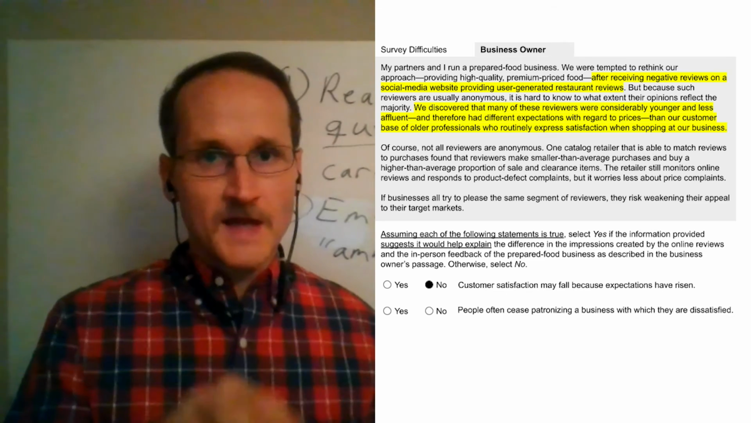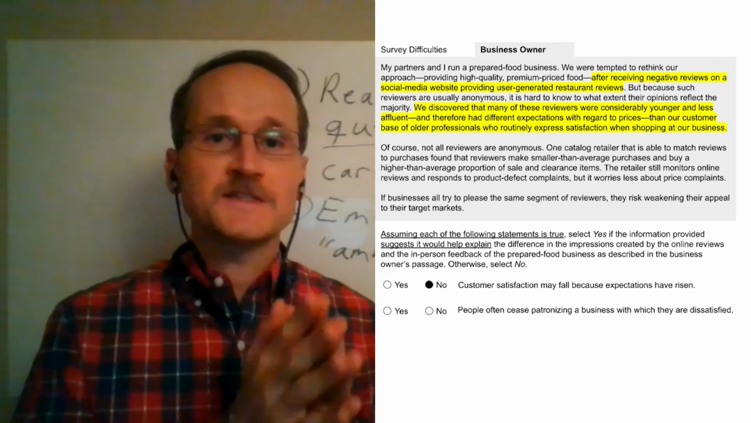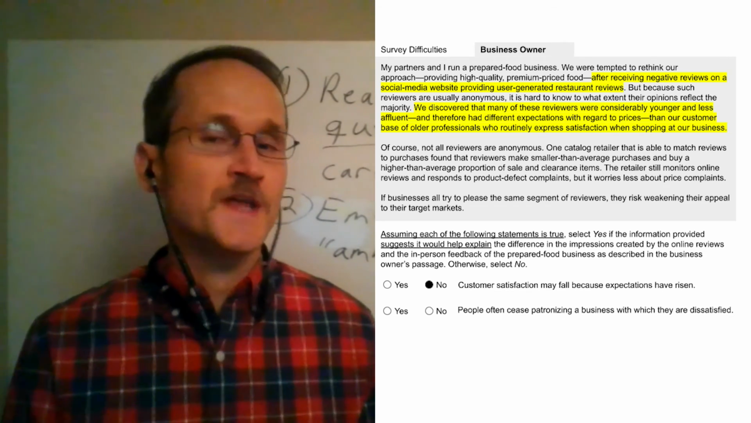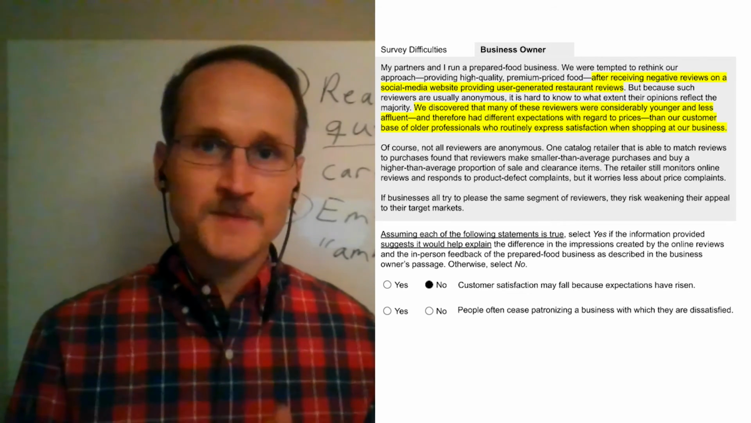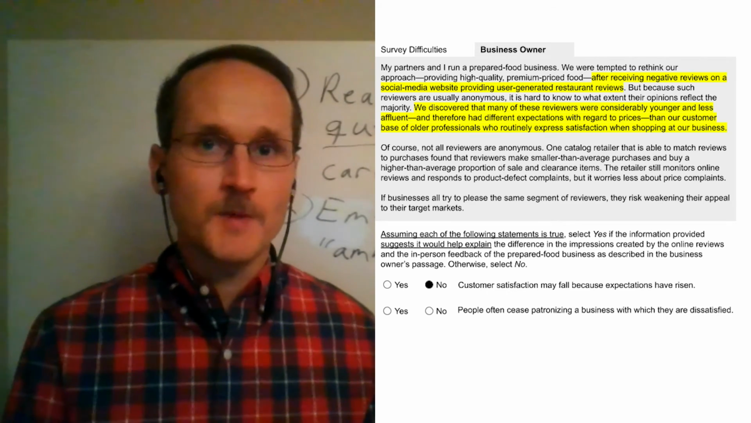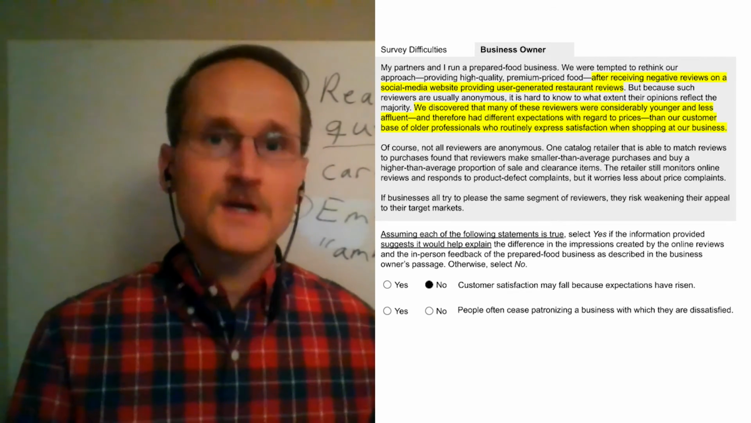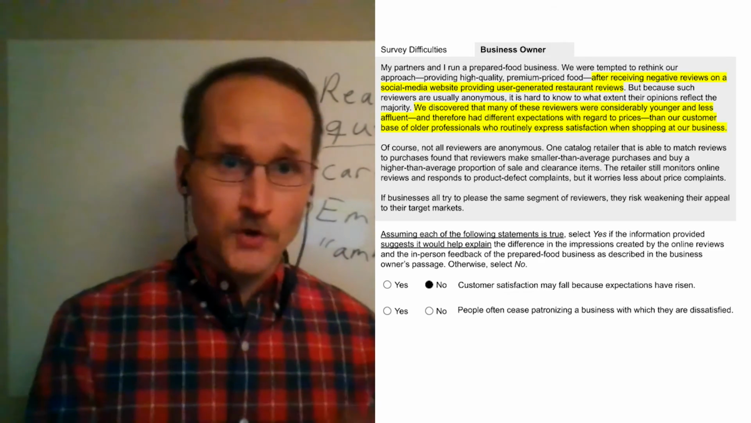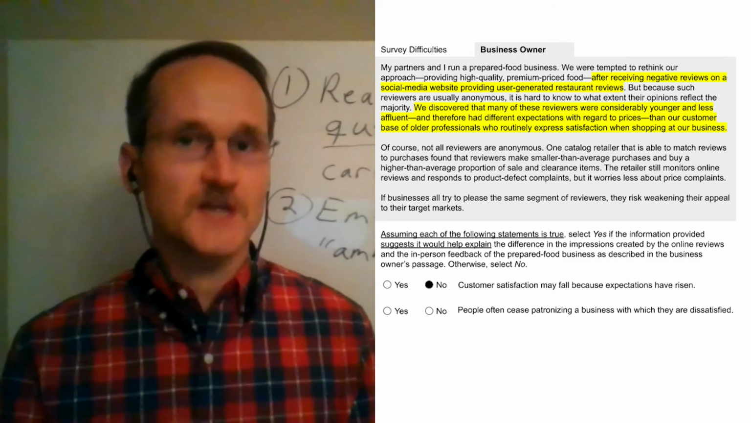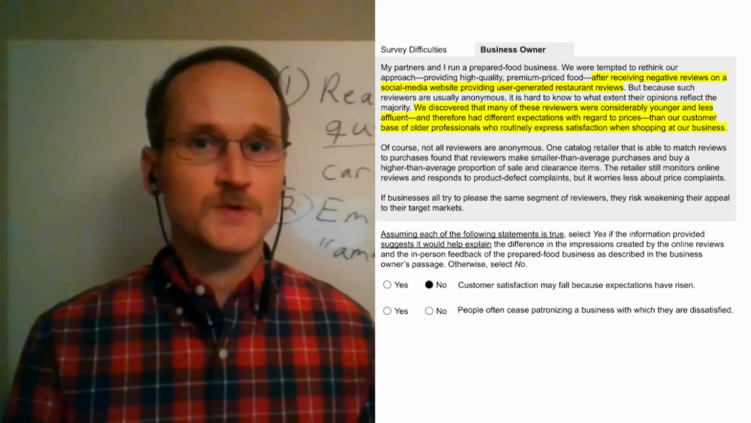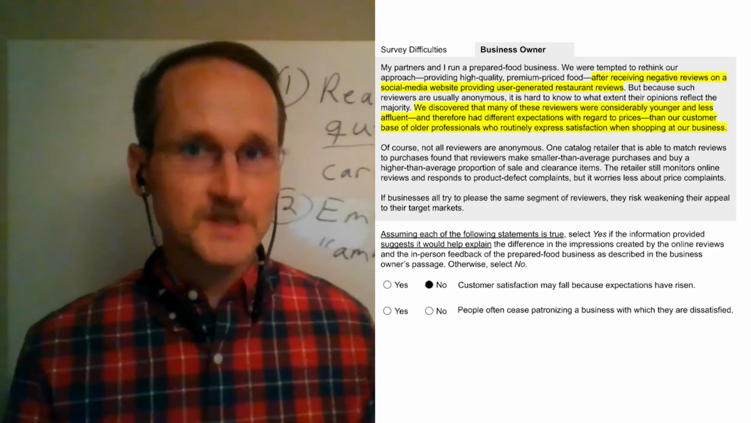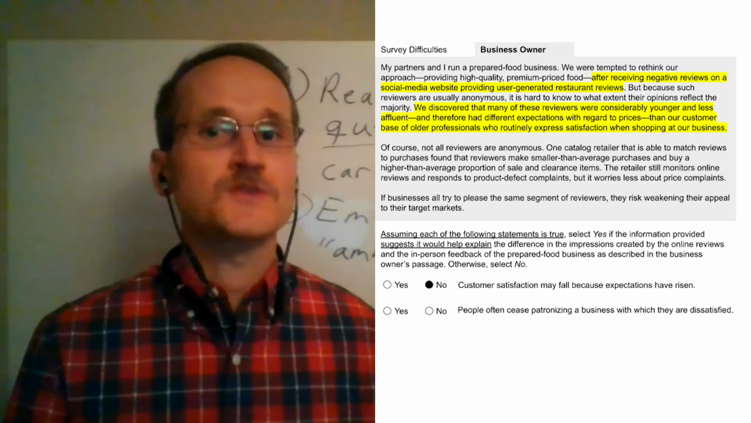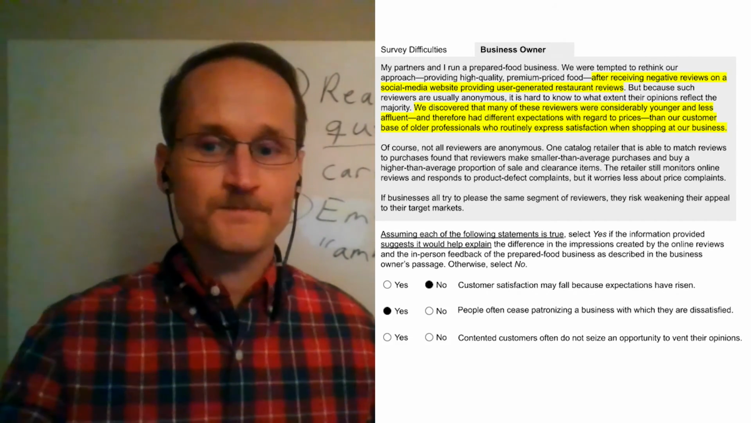Also, it asks, does the information provided suggest that this statement would help explain? It doesn't have to be 100% sure, but based on what's in the tabs, this would explain why the online reviewers are no longer patronizing this business and why you get a discrepancy between the in-person customers and the online reviewers. So this one is going to be a yes.